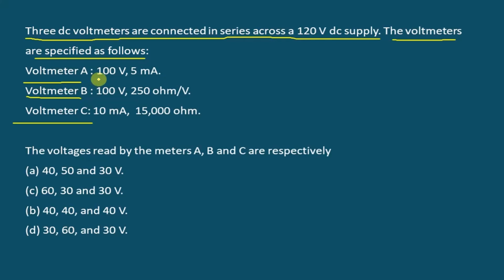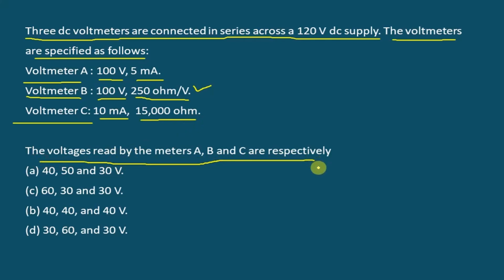So for voltmeter A, the full range is 100 volt, and the IFSD is 5 milliampere. And in the second voltmeter also, the full scale deflection voltage is 100 volt. This is called the sensitivity, since it is given in ohm per volt. So the sensitivity is 250 ohm per volt. In the third voltmeter, the IFSD is given, that is 10 milliampere, and the internal resistance is given, that is 15,000 ohm. Okay, now the question is asking, the voltages read by the meters A, B, C are respectively? So let's go to the solution.